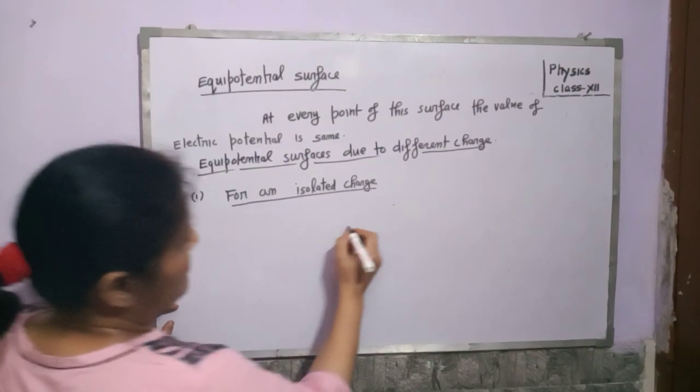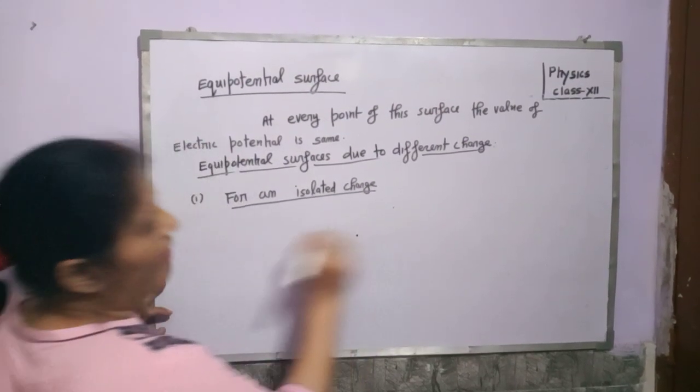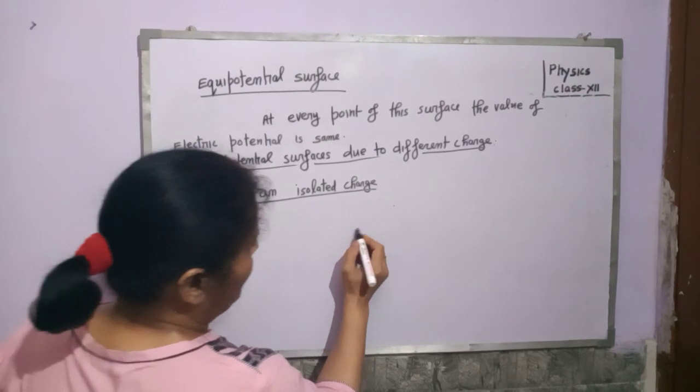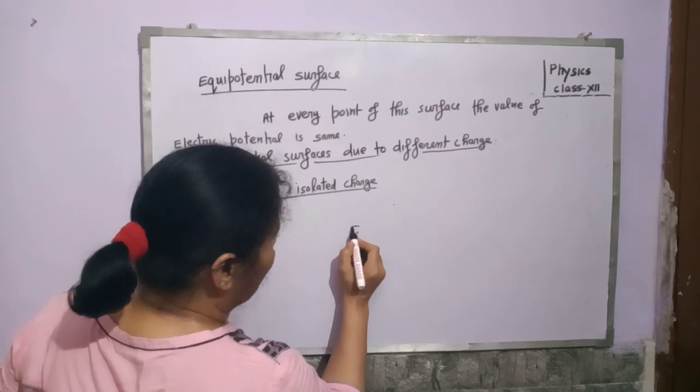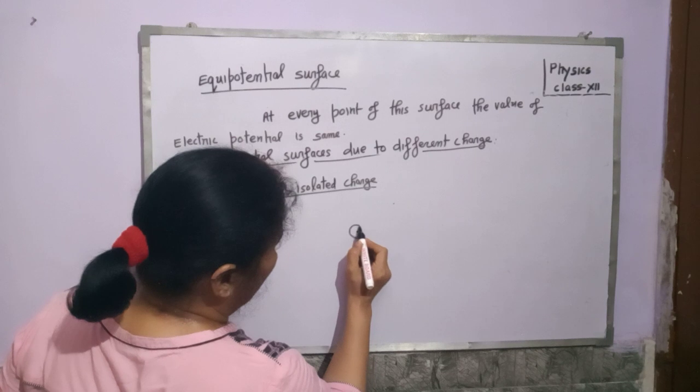Then the equipotential surfaces will be spherical in shape. This is your charge Q. Suppose it is positive. This is your first equipotential surface.